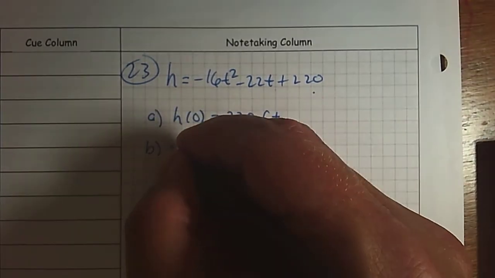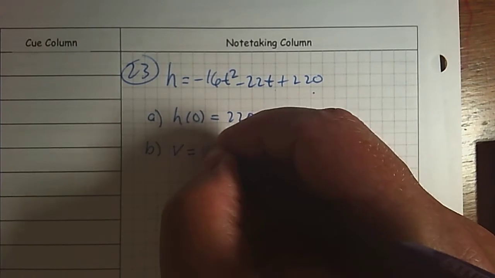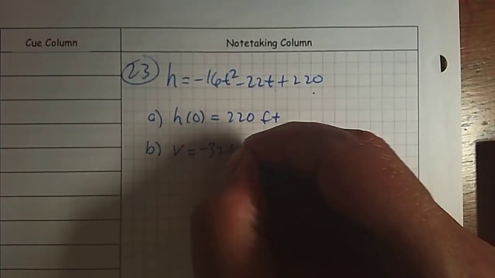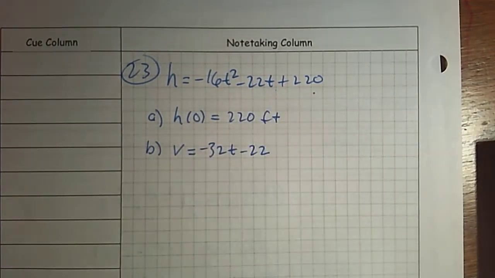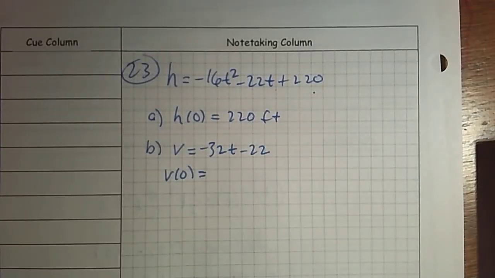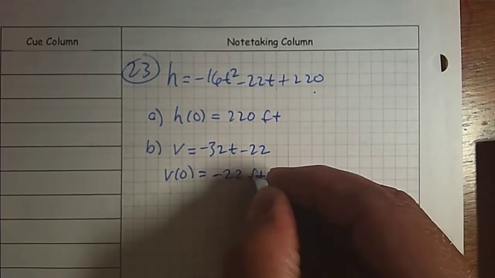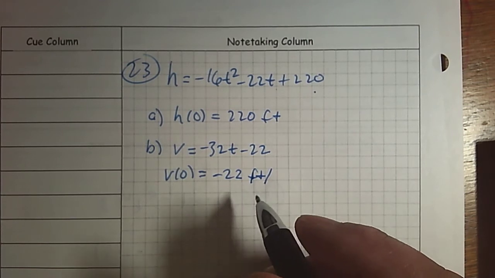So to find the velocity, first of all, I got to solve for the velocity. So to do that, take the derivative. That's 2 times negative 16. Subtract 1 to the exponent. Negative 22t, that's negative 22. And the derivative of 220, 0. Then if I want to know the initial velocity, plug in 0. And you're left with, and we need to have units. So it's feet per second.